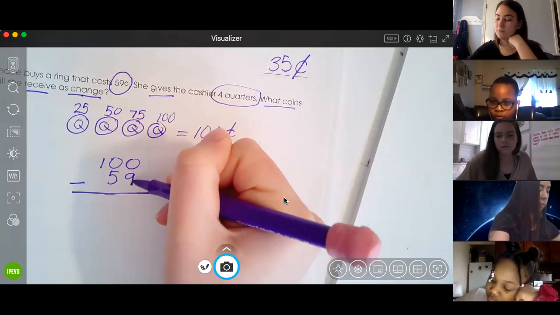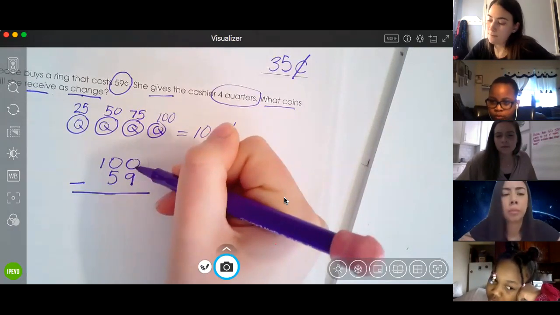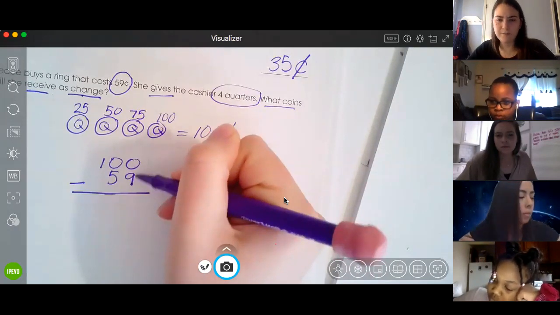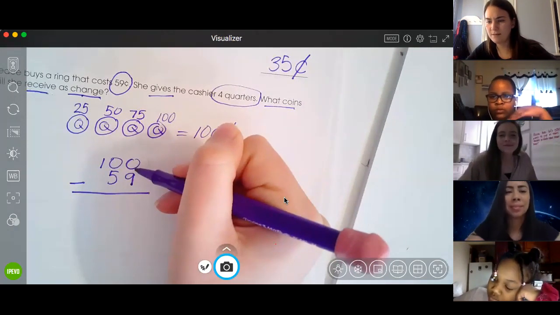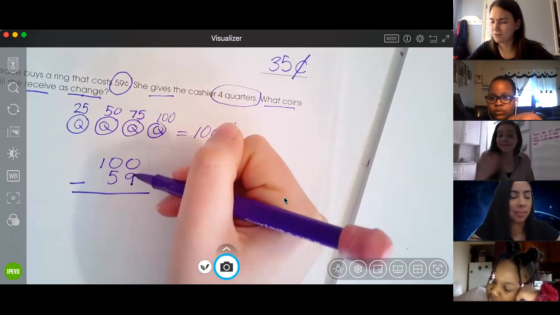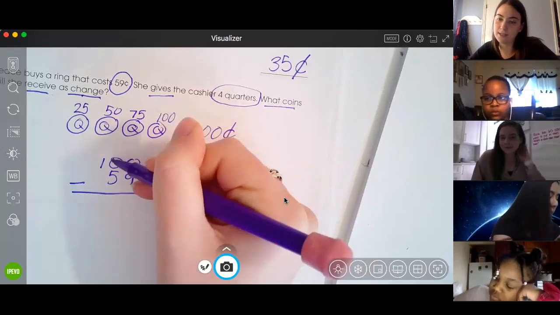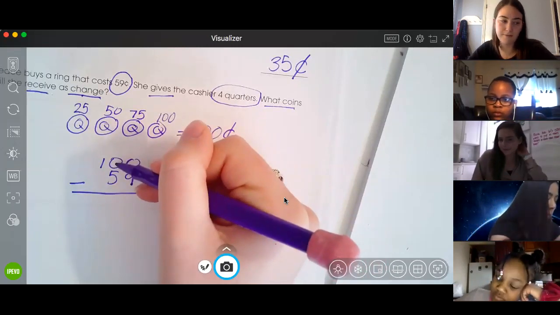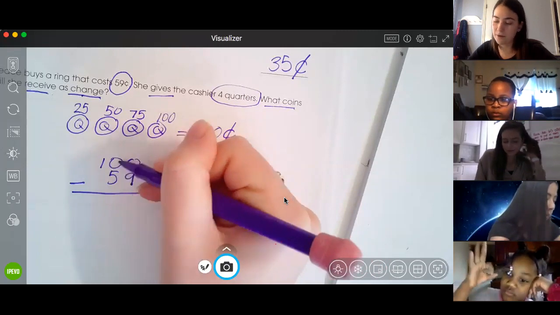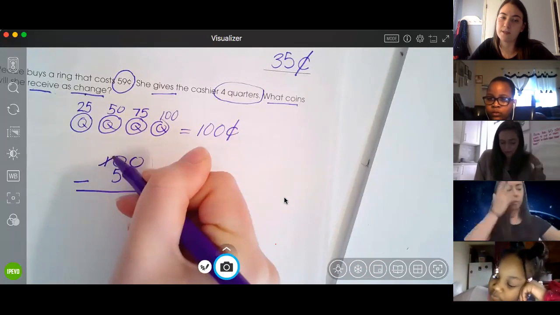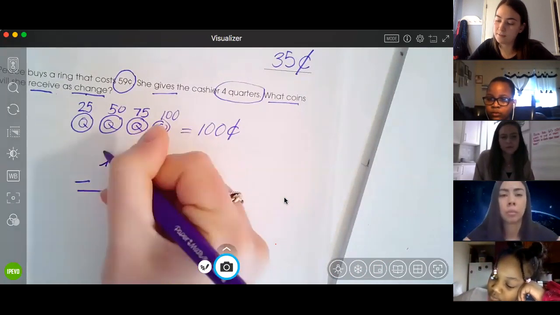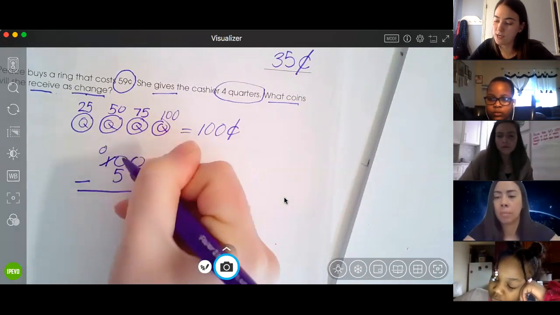So I'm going to subtract 9 from 0. Can I do that? Show me silently. Can I do that? No, Obina's showing me I can't do that. So I'm going to go to the tens place. I want to see if I can borrow. I can't borrow from a 0, so I'm going to go to the hundreds place, and I can borrow from this 100. This 100 becomes a 0, and I'm going to move that 100 here to the tens place.